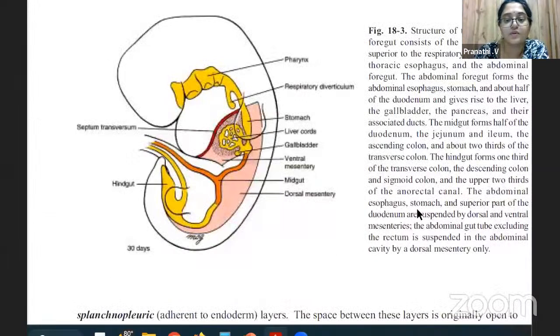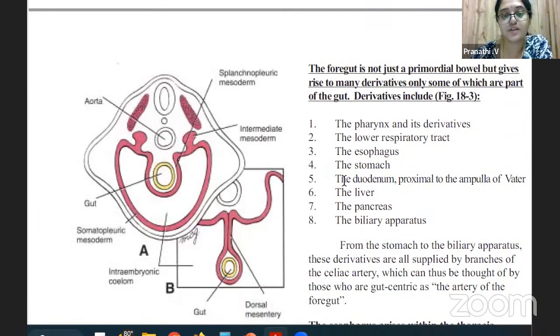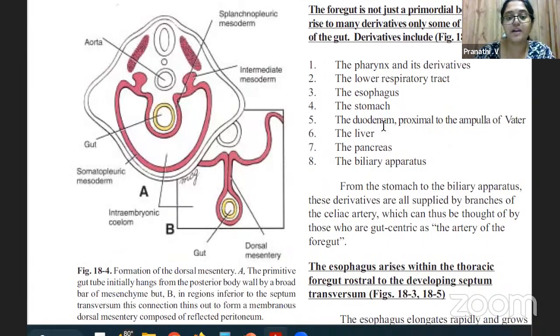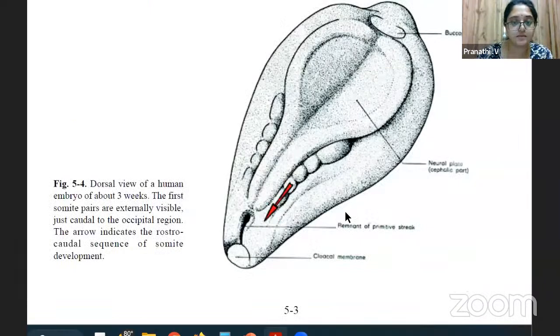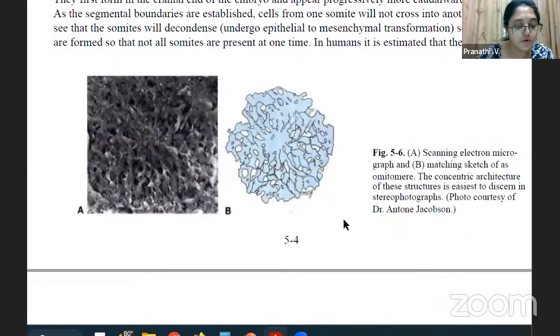Right. So the endoderm gives rise to the lungs, the liver, the pancreas, in fact, and the biliary apparatus, all of this coming from the endoderm. Now, when it comes to the mesoderm, it gives rise to the muscular or the musculoskeletal system as such.